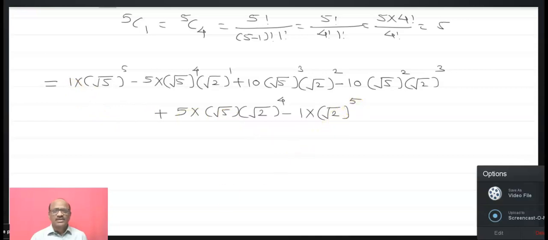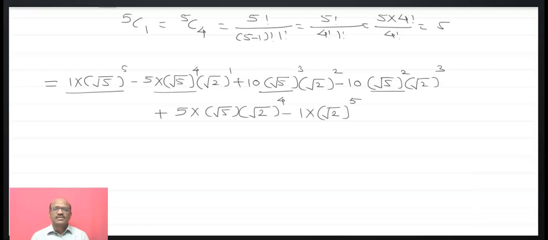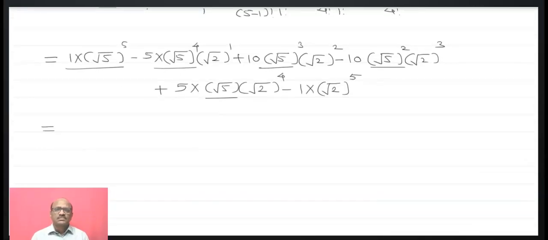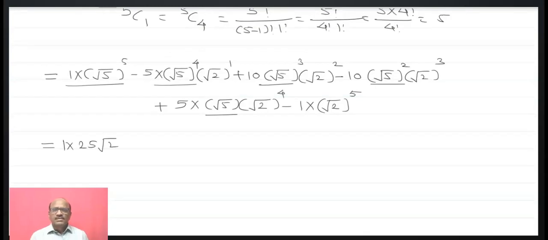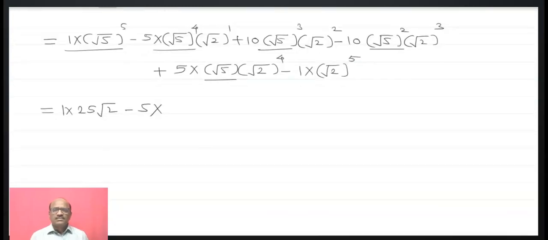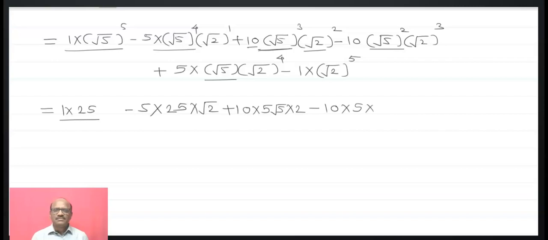Now I had calculated the values. Again, I had made a small mistake there. I am changing it. In my final answer, I had changed it.